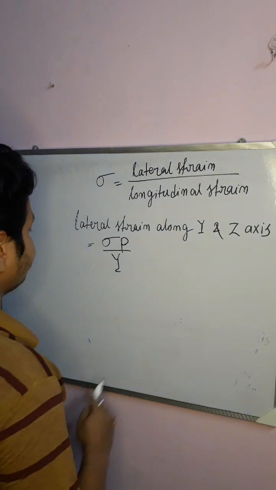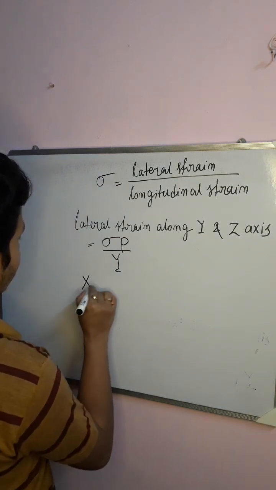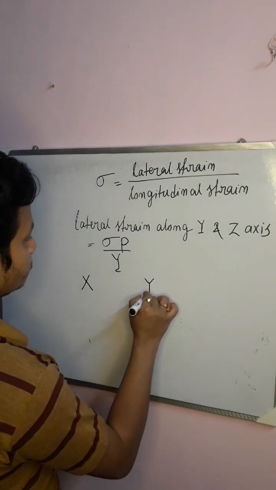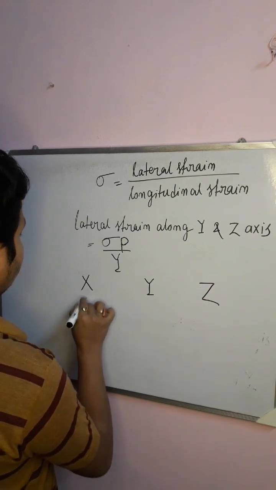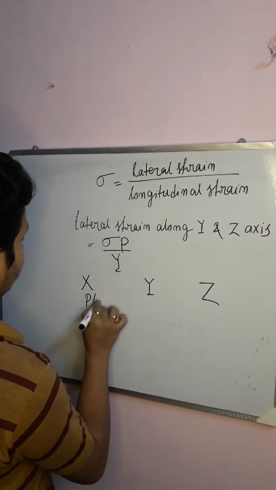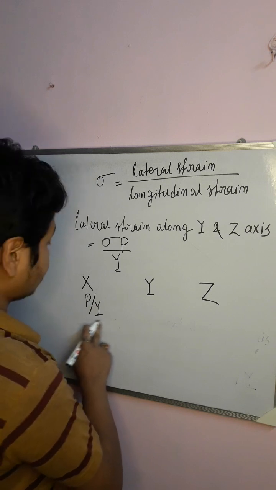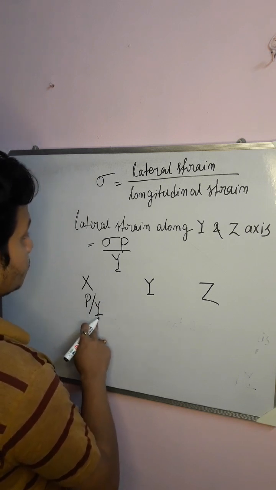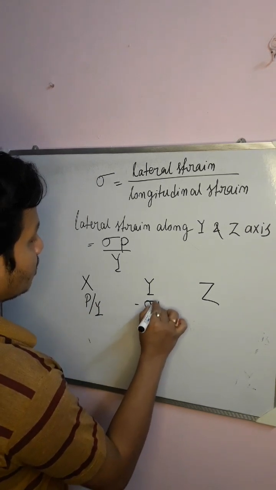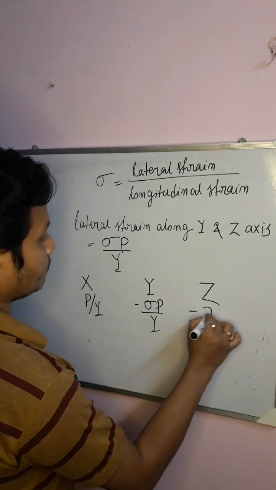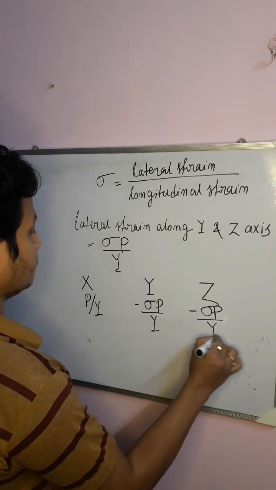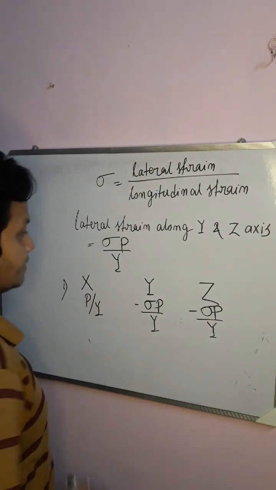So that means if we apply a force P, there is an elongation P by Y along the x-axis. Due to this force, the contraction along the y and z axes is sigma P by Y. This is the effect along the x-axis.